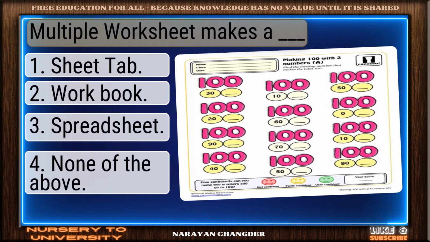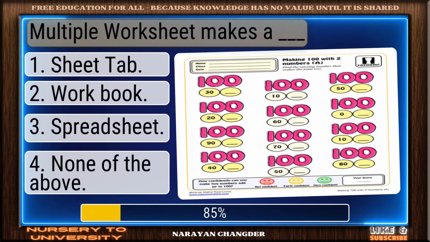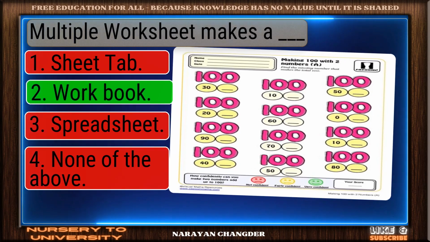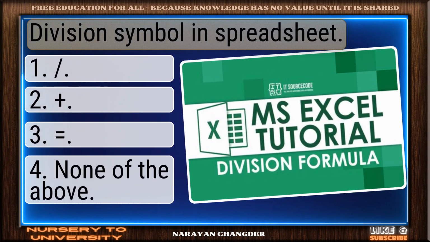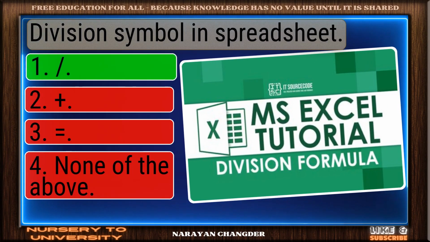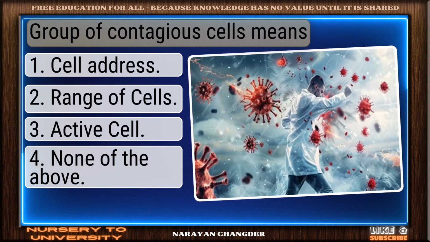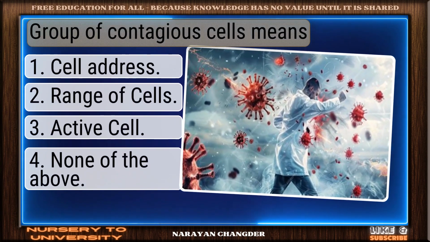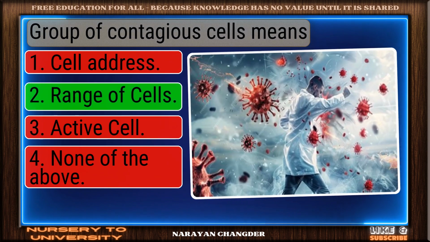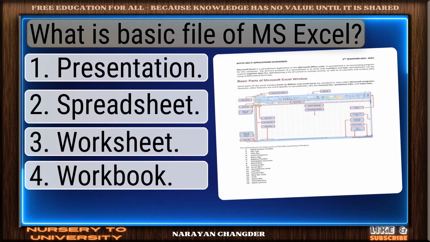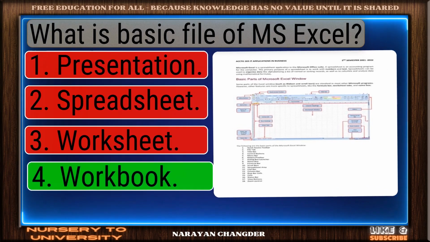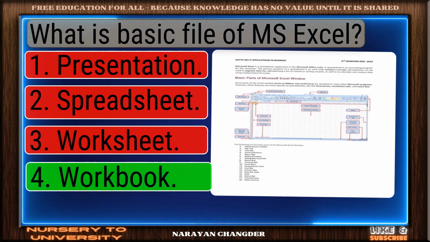Multiple worksheets make a? Correct response. Workbook is the most accurate answer. Division symbol in spreadsheet? Nice work. You chose it and it is correct. Group of contiguous cells means? Excellent choice. Range of cells is the right answer. What is the basic file of Ms Excel? Great job. Workbook is the accurate answer.